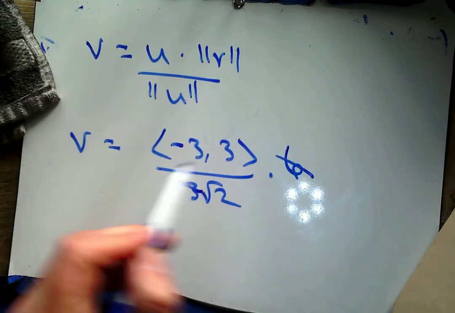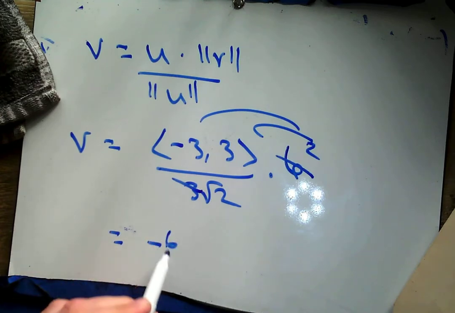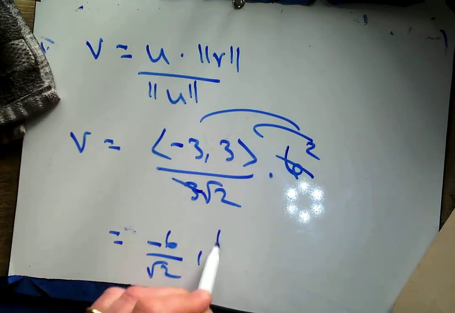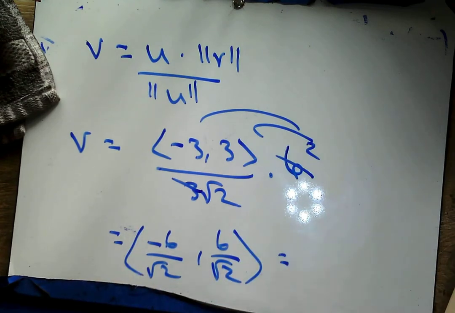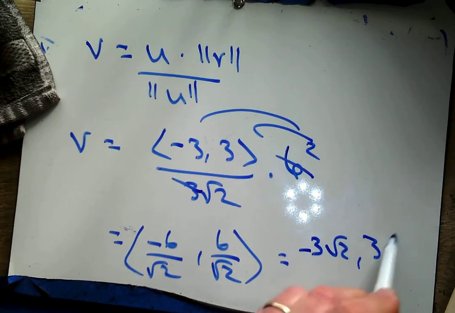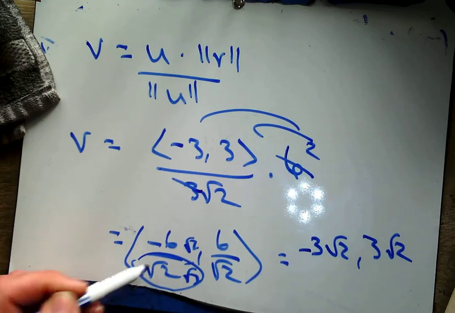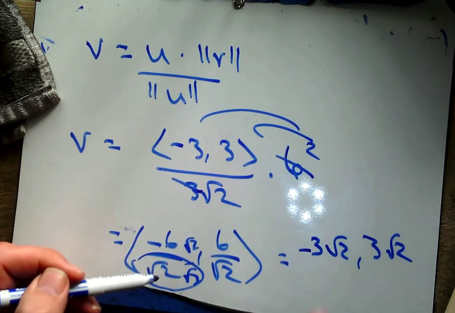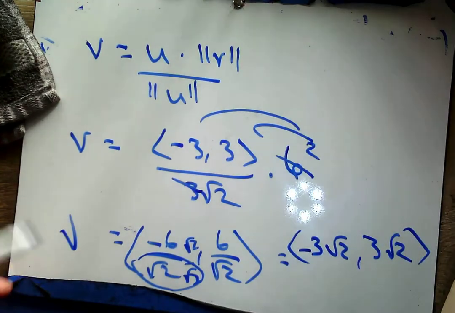Okay, do a little canceling, do a little distributing. I get negative 6 over root 2, comma 6 over root 2. And again, if you'd like to rationalize, that's going to be negative 3 root 2, comma 3 root 2. Because here, look, when you do that, this is going to be 2, and so I can cancel it 2, and that's where those came from. And so there's v. All right, last station, station 12, a bearing problem, of course.